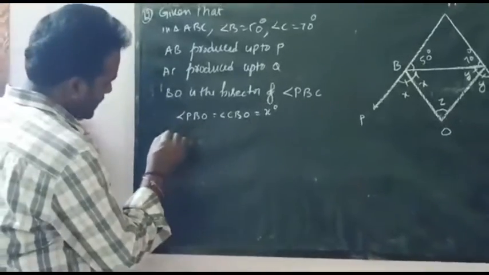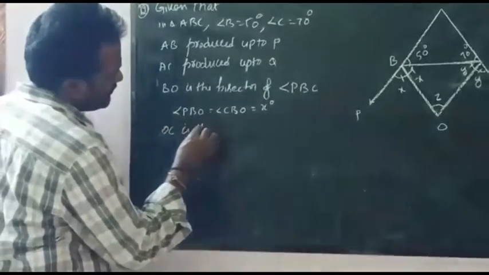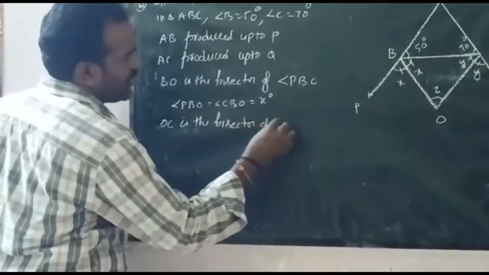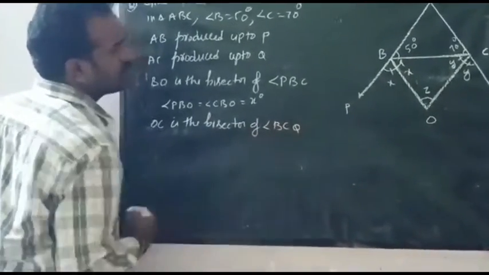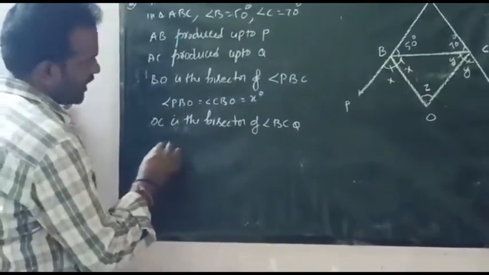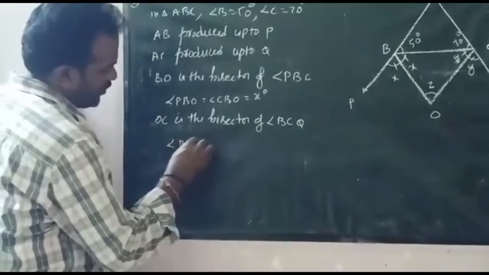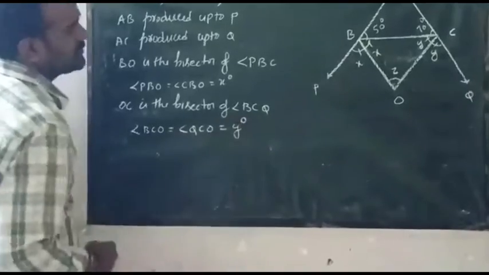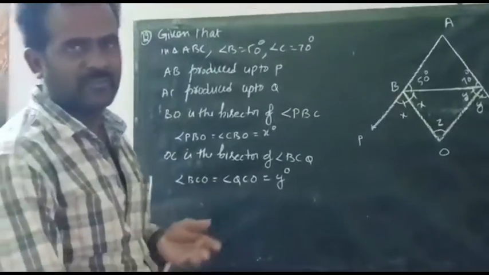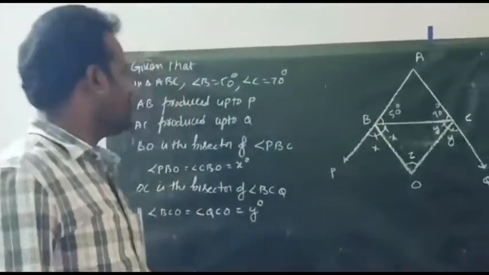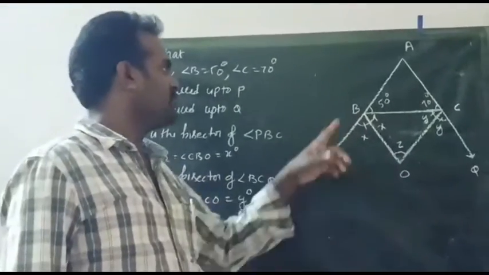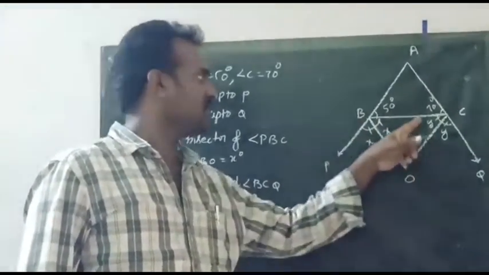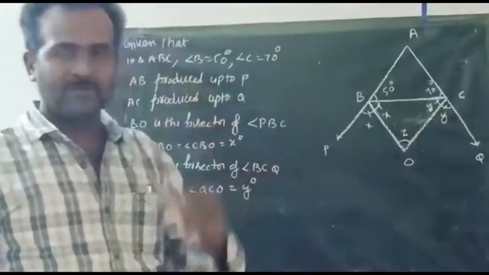Next, OC is the bisector of angle BCQ. Therefore, angle BCO is equal to angle QCO is equal to Y degrees. Okay, students. BO is a bisector line. This is divided into two equal parts. This is x degree, this is also x degree. OC is a bisector of the angle, so this is y and this is also y.